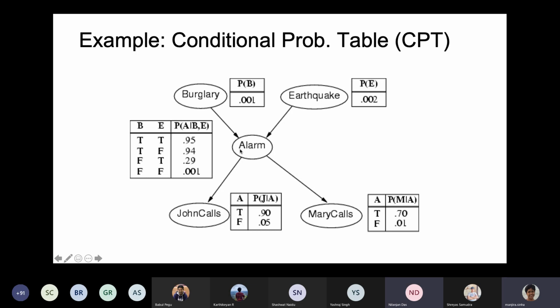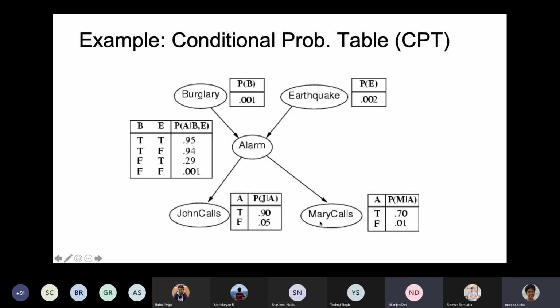So for the alarm to go off, it will ring when both are true with probability 0.95, very high probability. And when both are false, the alarm can still go off, but with a very low probability. That is, it is highly unlikely to occur.